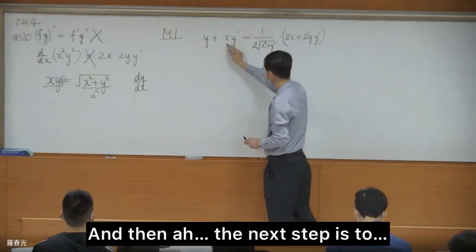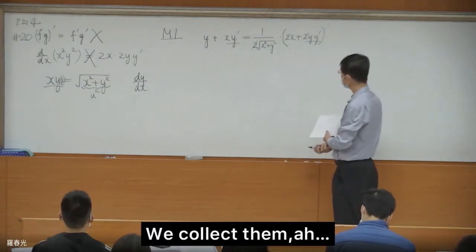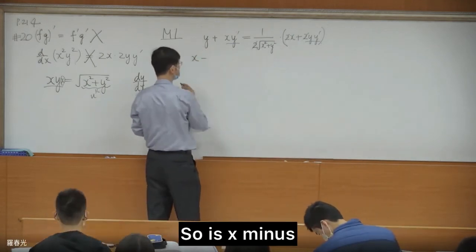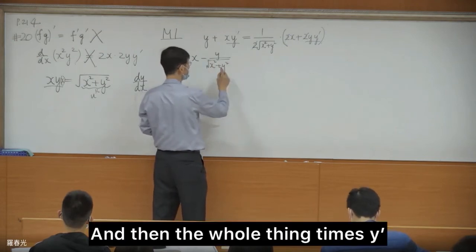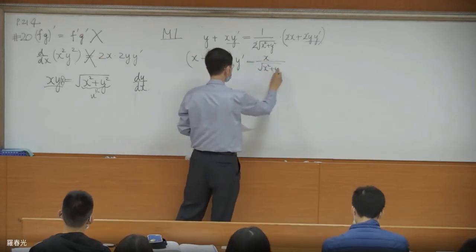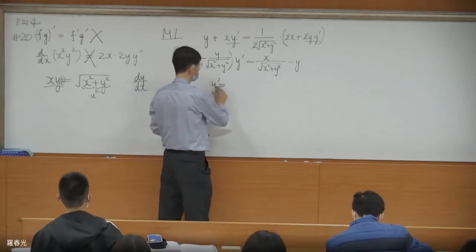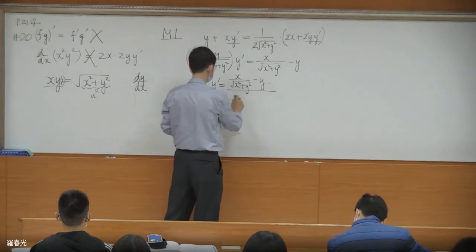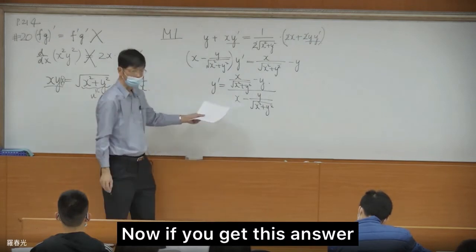And then the next step is, there is a y prime term on the left-hand side and on the right-hand side. We collect them. But be careful, there's a denominator here. So it's x minus y over x squared plus y squared, and then the whole thing times y prime. And all the other terms, we move to the right-hand side. Minus y, right? And so y prime will be equal to this x over... Now, if you get this answer, it's acceptable.